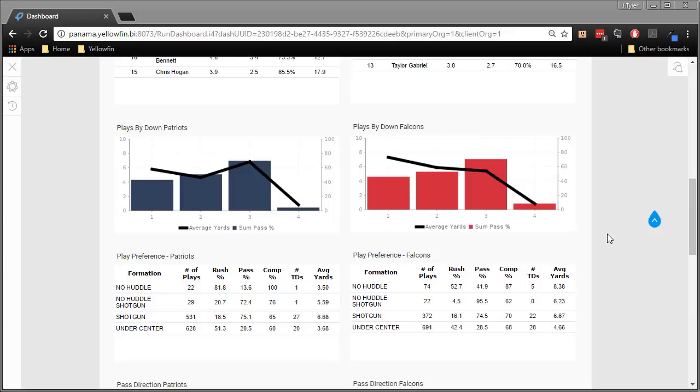Interesting. So another thing that stuck out at me from this graph was this no huddle number. The Falcons tend to run no huddle a lot more. At 87% completion, five touchdowns, 8.38 yards. That seems to be something they're good at.